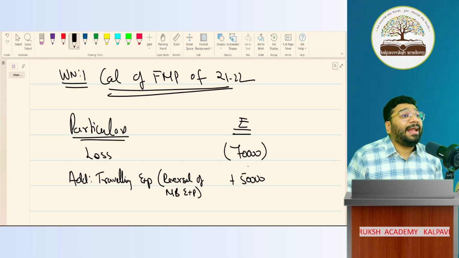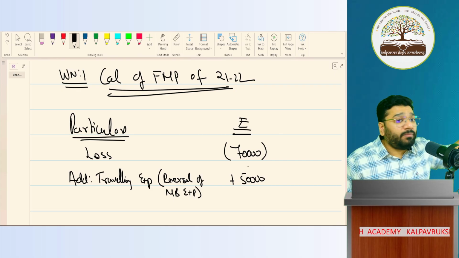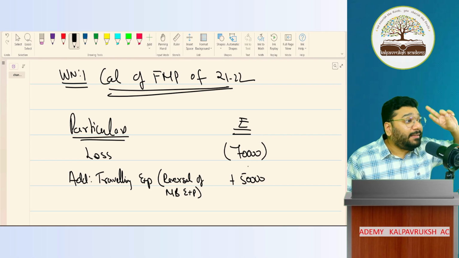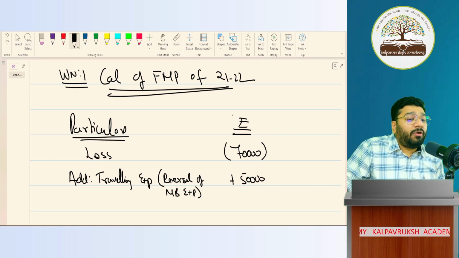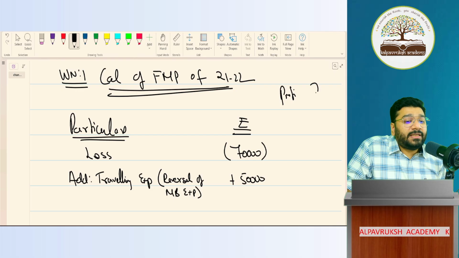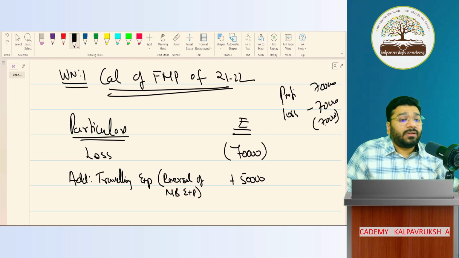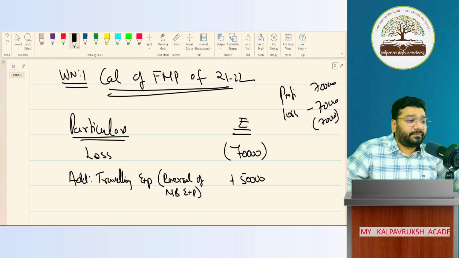Losses will always come in bracket or minus. Don't put it without bracket. Got it, not got it? Or else the entire calculation will go wrong. Profit means without bracket, 70,000. Loss means either write minus 70,000 or put 70,000 in bracket. Got it, not got it? Okay.